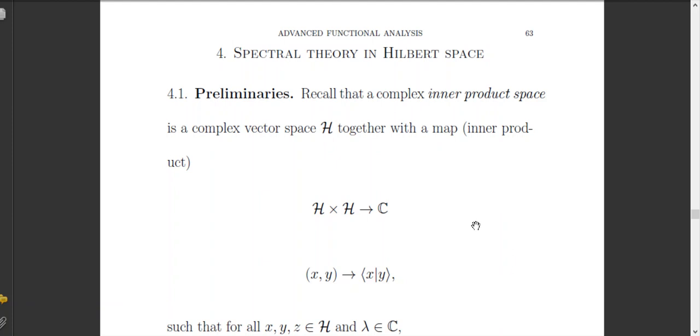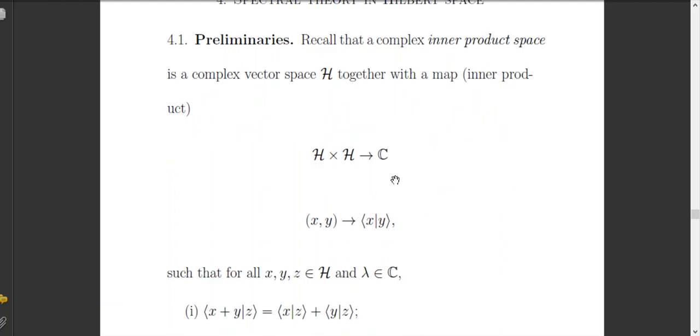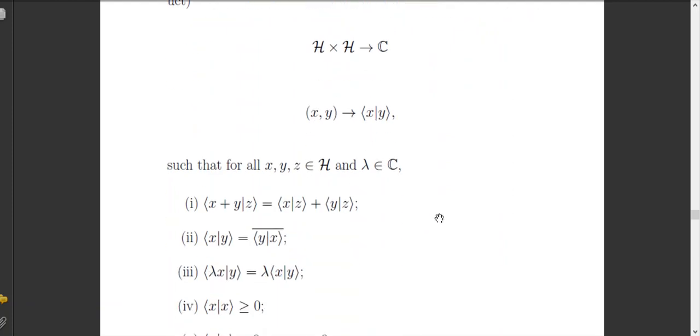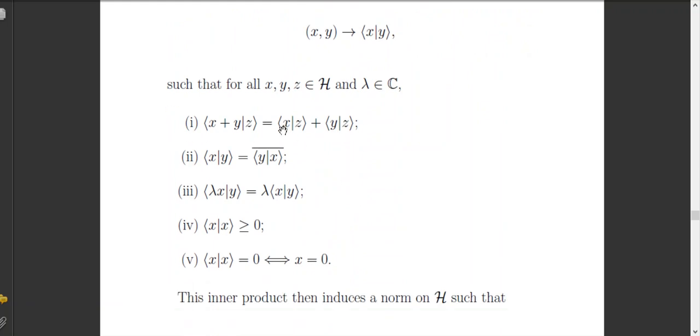Okay, look at here. When we say we have a complex inner product space, it means we have a complex vector space like H together with an inner product. When we say together with a map, that map gives the inner product like this. This maps from H cross H into complex numbers. You can see it maps every pair to a complex number such that we have these properties.